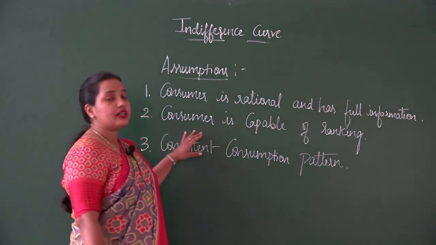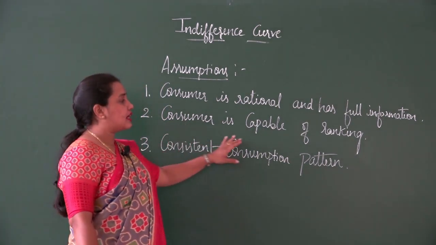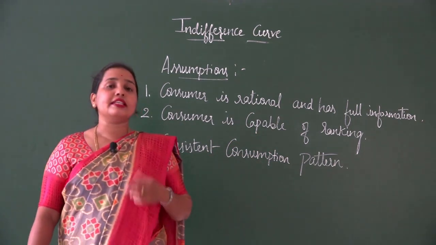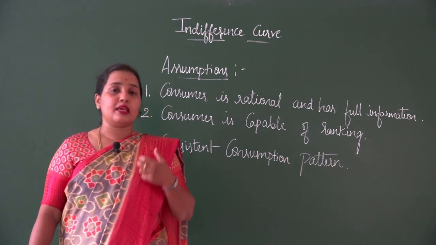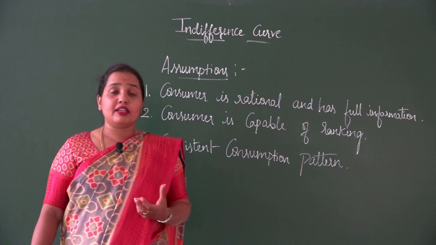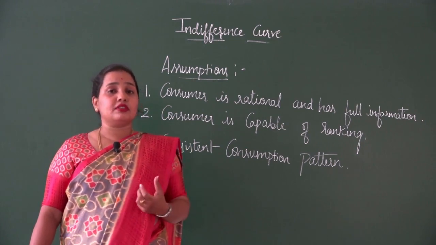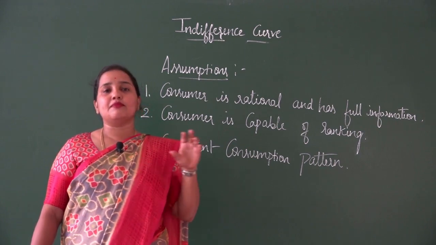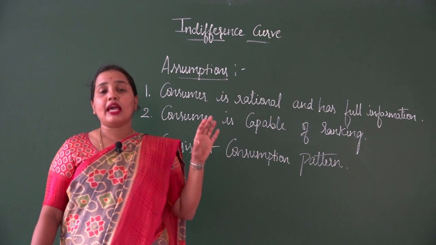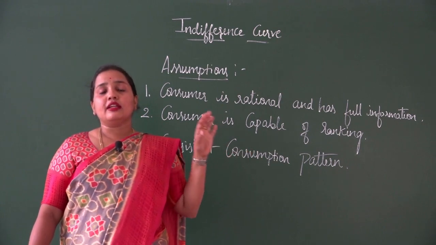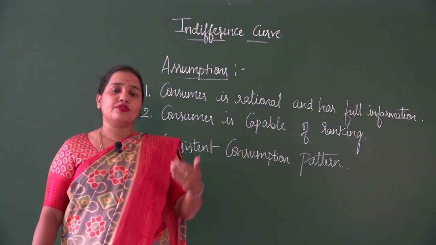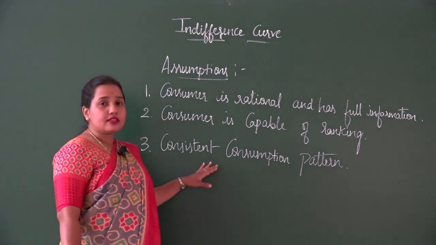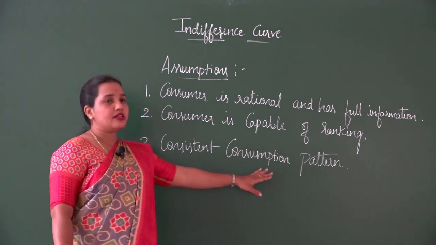The second important assumption is consumer is capable of ranking. Since the consumer is rational, he is capable of ranking. He is capable of making judgment in the form of ranks as per the utility derived from the consumption of the commodity. Since it belongs to ordinal approach, we can rank the utility derived from the consumption of the different units of the commodity.